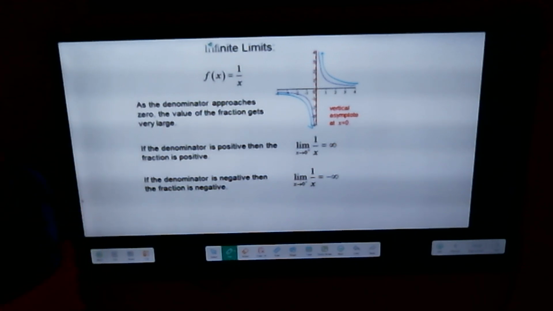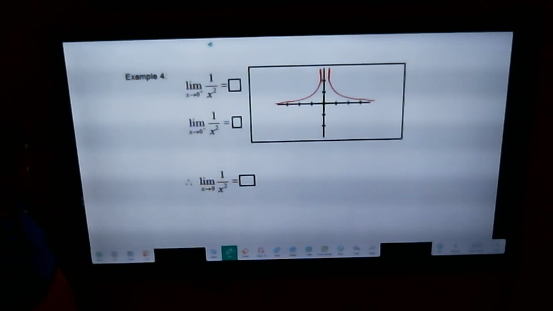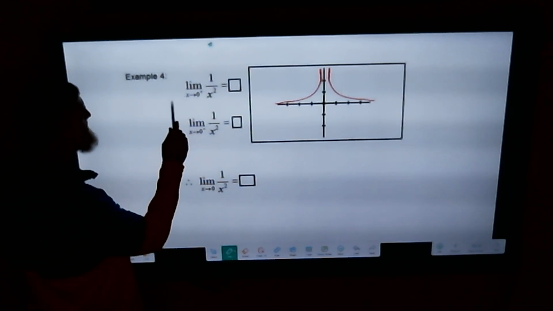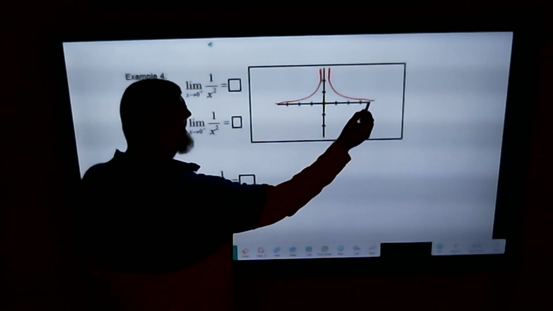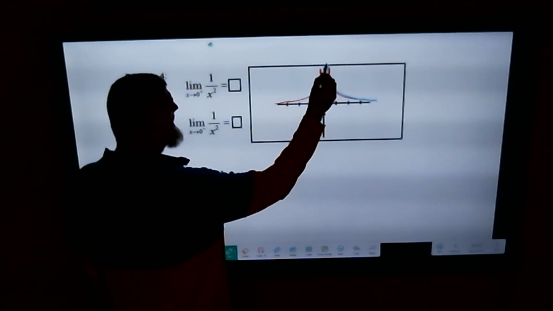Good with that? Yeah. What about this one? Horizontal. So as we look at the limit as x approaches 0 from the positive side, coming from this direction, right? Yeah. What is it approaching?